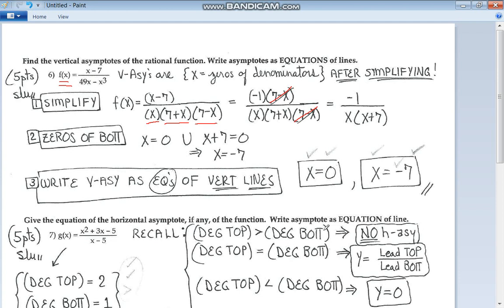Step 3, write the vertical asymptotes as the equations of these vertical lines. So the equation of a vertical line is x equals a number. So we have x equals 0. We also have the vertical line x equals negative 7.